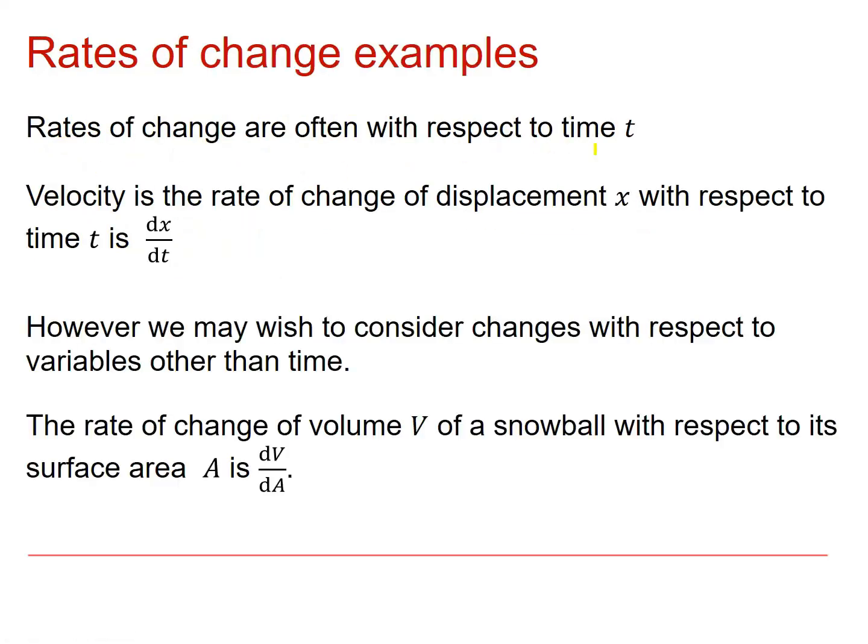Rates of change are often with respect to time t. For example, velocity is the rate of change of displacement x with respect to time t and is given by dx by dt, the rate of change of x with time. However, there are rates of change that are with respect to variables other than time. For example, look at this, the volume V of a snowball with respect to its surface area, and that rate of change would be dV by dA.